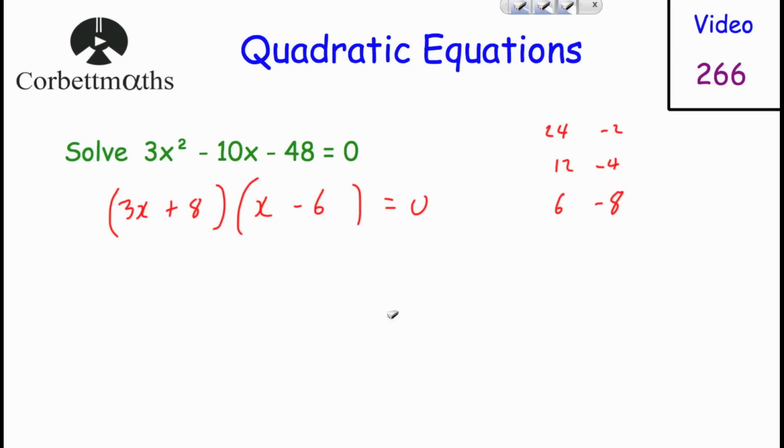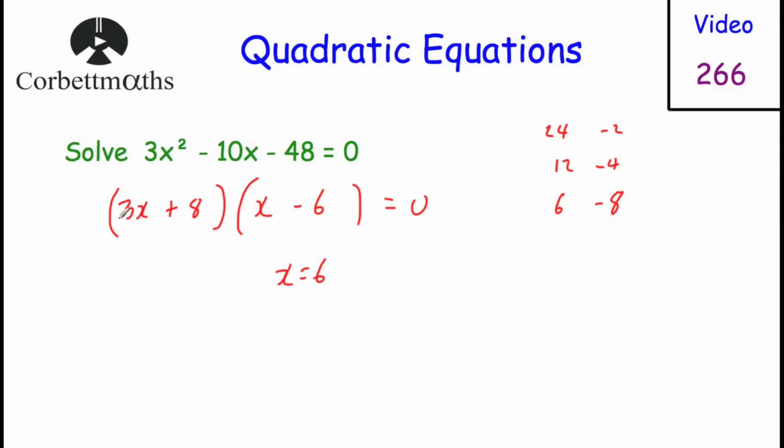So now we've factorized, let's then solve it. So because we know that these two brackets will multiply together to give us 0, that means that one of the brackets will be equal to 0. So either this bracket is 0 or this bracket is 0. Now this bracket is quite easy to solve. We know that x will equal 6 there because 6 minus 6 is 0.